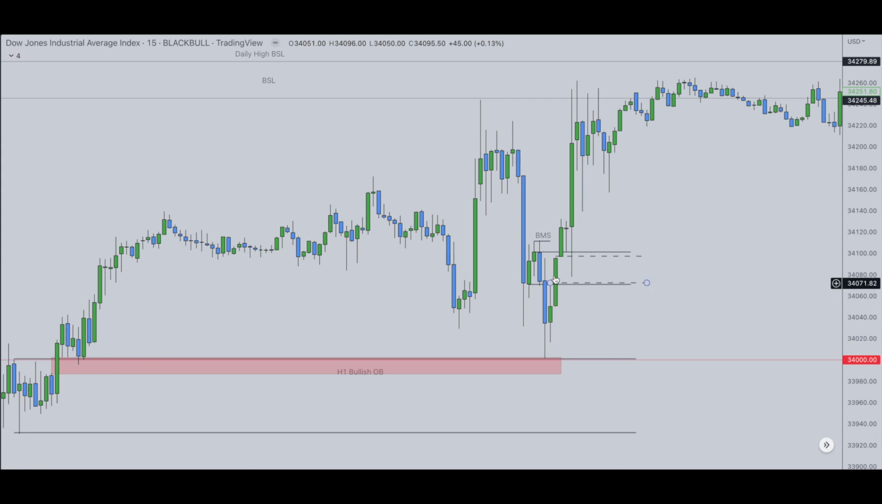So as we trade higher, we retrace. It respects the bullish order block on the M15, coupled with this fair value gap, and then we just take off. So hope you guys enjoy this one.